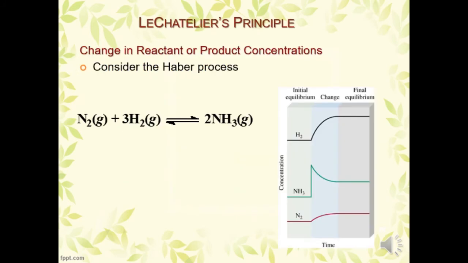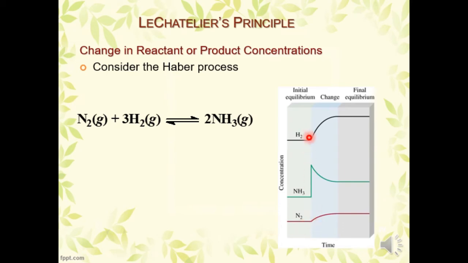Okay, now let us see the effect of concentration change on the Haber process. The reaction involves nitrogen and hydrogen to produce ammonia. Let's say this reaction has reached equilibrium. So this is the initial equilibrium, where the concentrations remain constant.